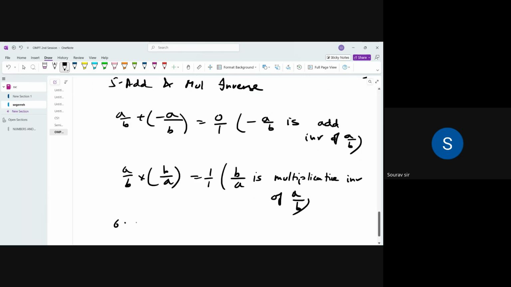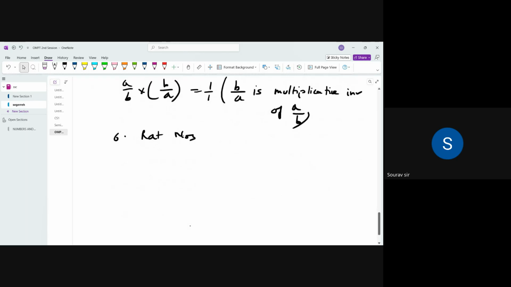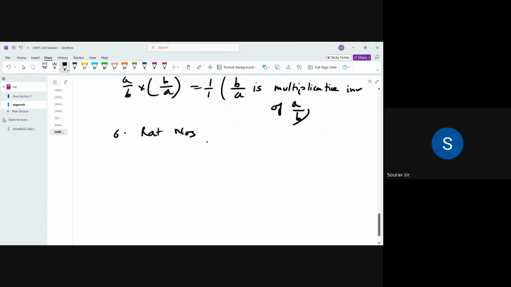Clear? Next, rational numbers. What are rational numbers? Well, they do not follow.